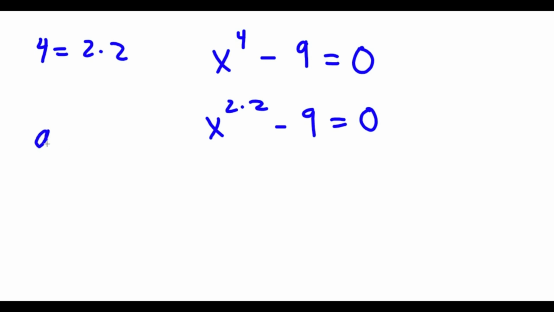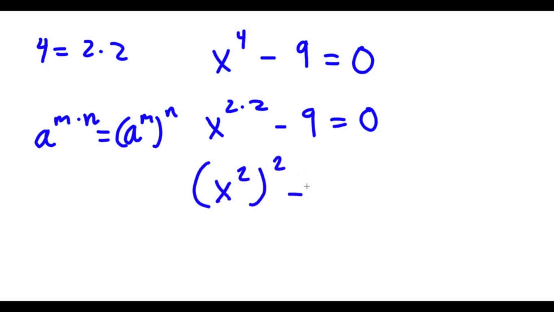Now, if I have something in the form a to the power of m times n, this is the same thing as a to the power of m to the power of n. So x to the power of 2 times 2, I can rewrite as x to the power of 2 to the power of 2. And 9 I can rewrite as 3 squared.